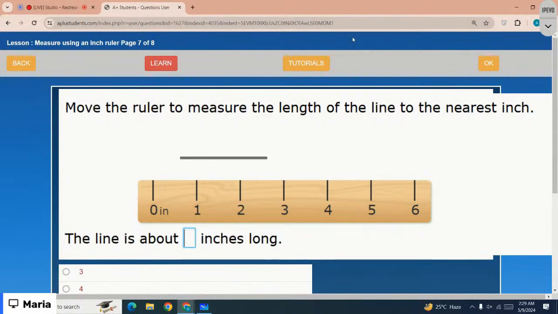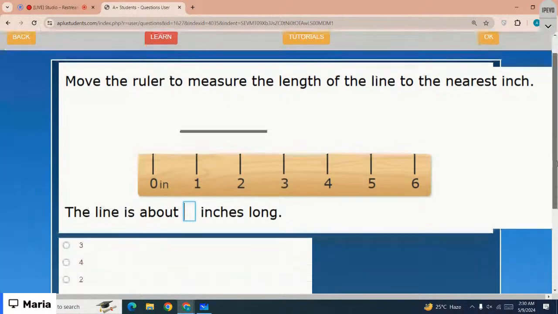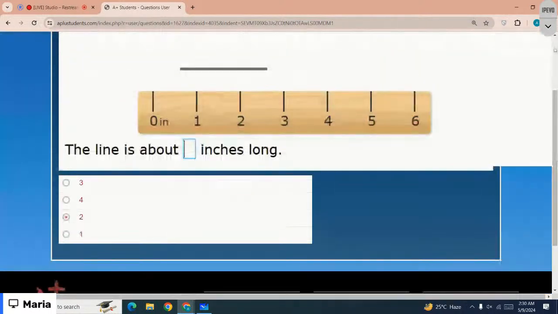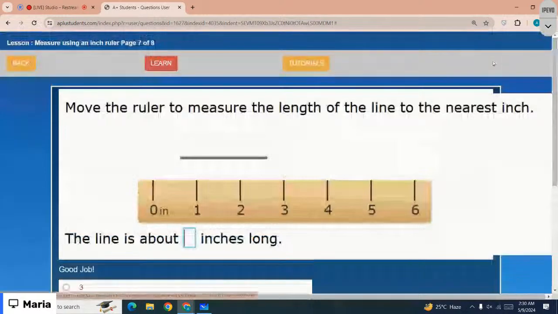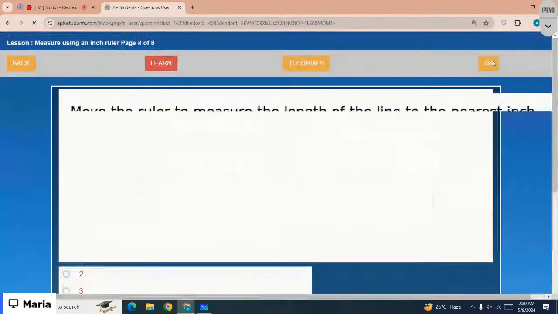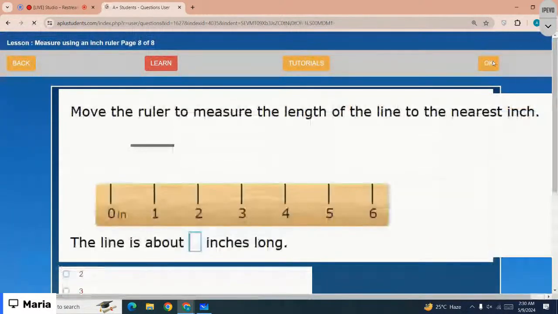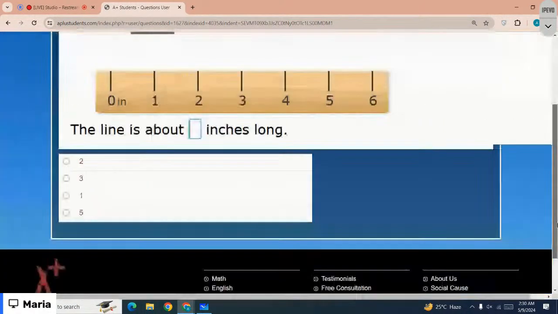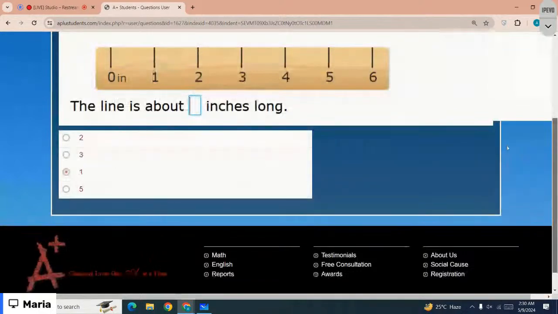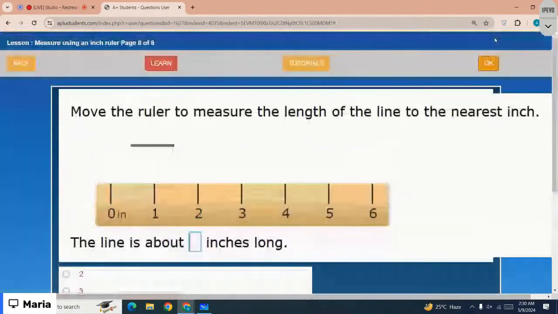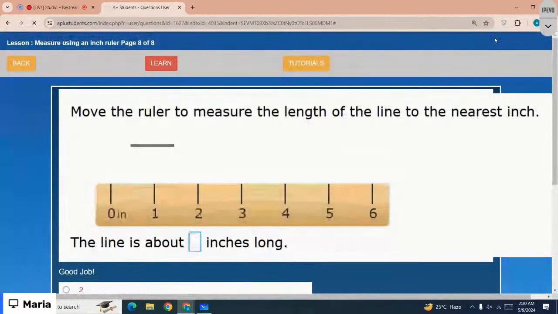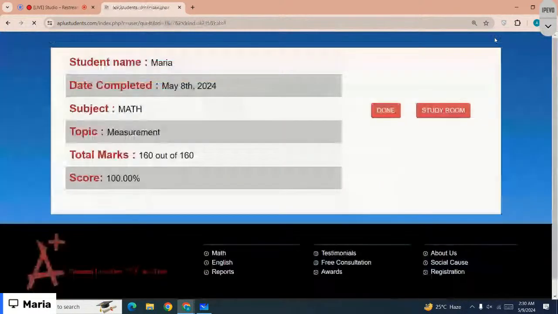Okay, just one question left. So let's just finish this lesson. Move the ruler to measure the length of the line to the nearest inch. So which is the correct option? Yes, that is just 1 inch long. Okay, we are done with the lesson. Let's just move on to the next lesson.